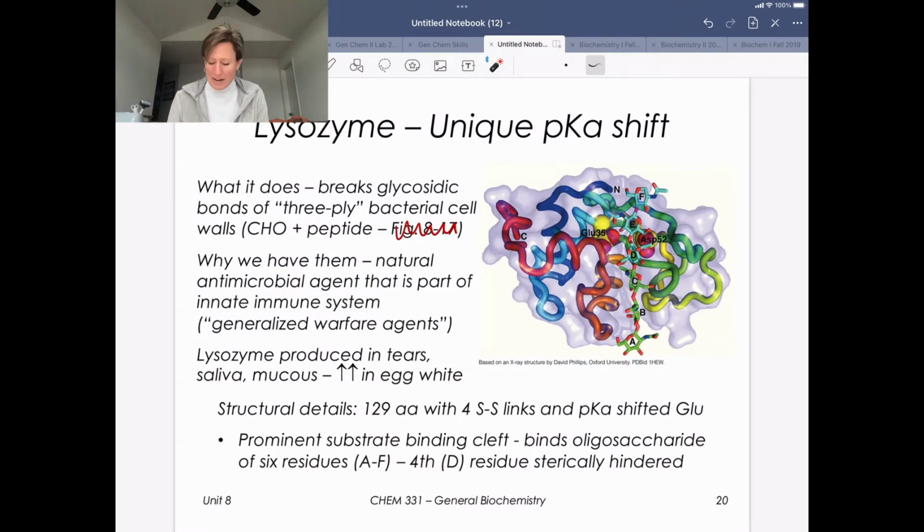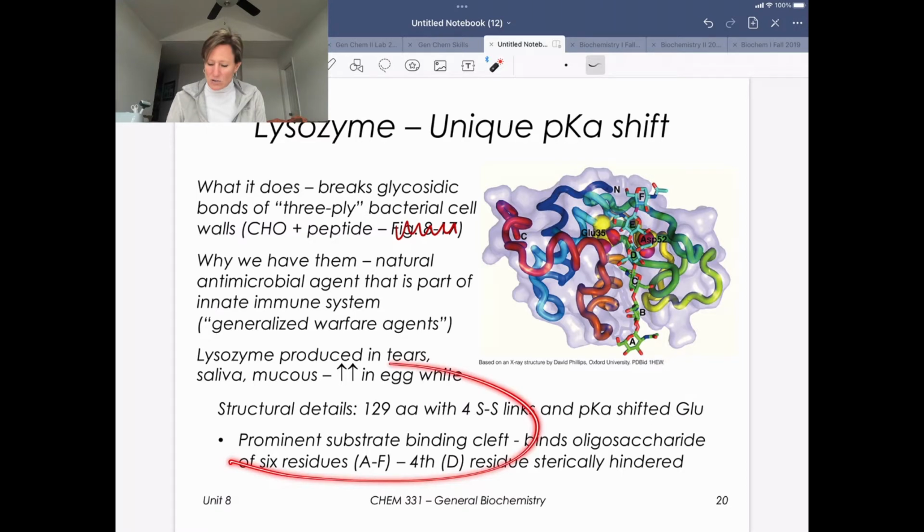A lot of it in egg white, reflecting the importance of maintaining a sterile environment as that chicken is growing. So lysozyme, again, one of those well-studied enzymes. What we're going to see here when we look at the enzyme active site, I want you to think of it like a mitten that has this substrate binding cleft. So again, not a very large protein. We're going to see several disulfide links. Importantly, there is going to be a glutamic acid residue that is pKa shifted. We'll talk about how, where, and why.